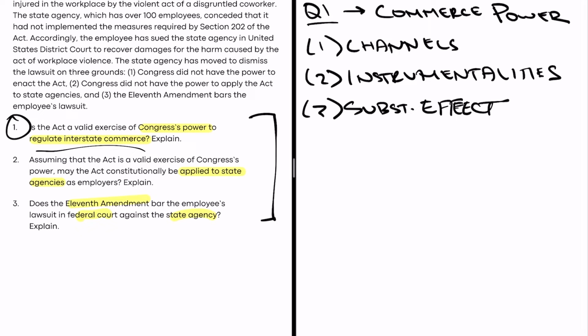If they're regulating an instrumentality of interstate commerce, that is also valid. So what are the channels of interstate commerce? This would be like the pathways through which interstate travel and communications pass. Think about things like interstate highways, interstate waterways, interstate airways, and interstate phone lines, any wires that are transferring money or communication across state lines, right? Phone lines, wires that travel across state lines. This would also be the channels of interstate commerce.